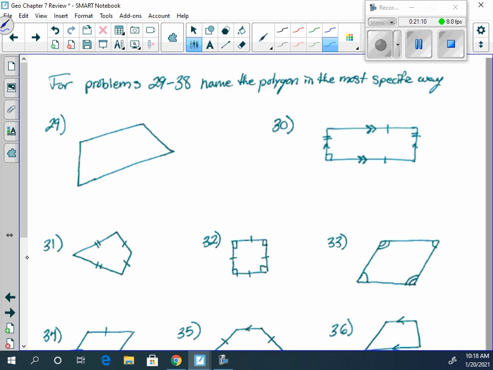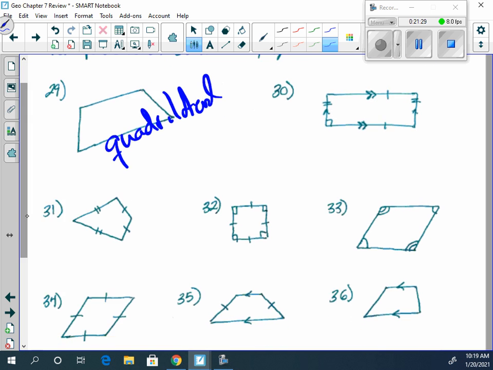What would 29 be? Quadrilateral. For it to be a trapezoid, we need to know it has at least one set of parallel lines. We need to know that it has one set of opposite parallel lines. How about 30?